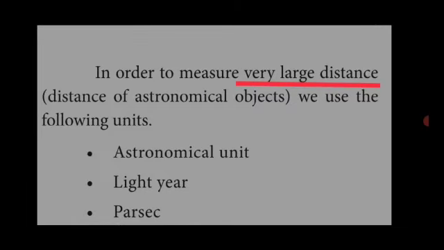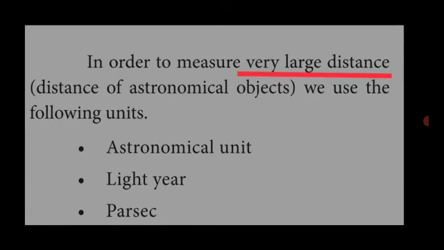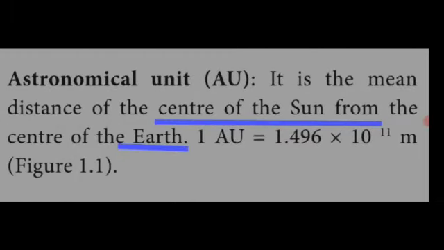In order to measure very large distances of astronomical objects, we can use the following units. The first one, astronomical unit. Second one, light year. Third one, parsec. These are for very large distances. Let's see one by one. The first one, astronomical unit.